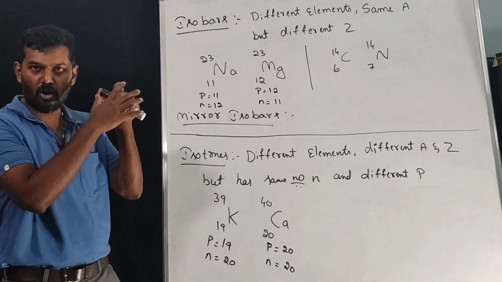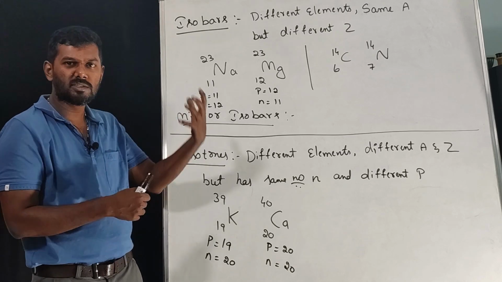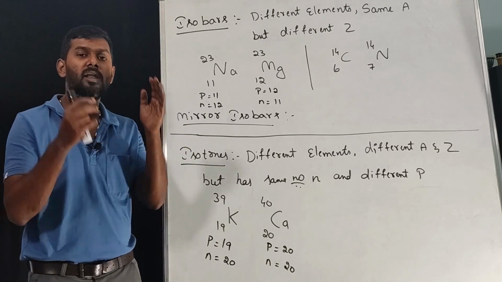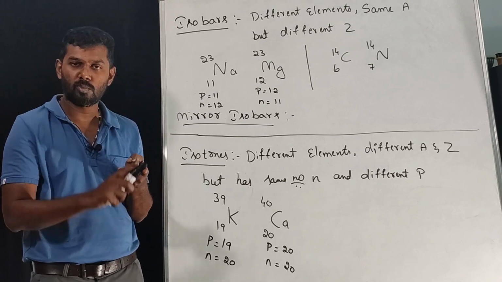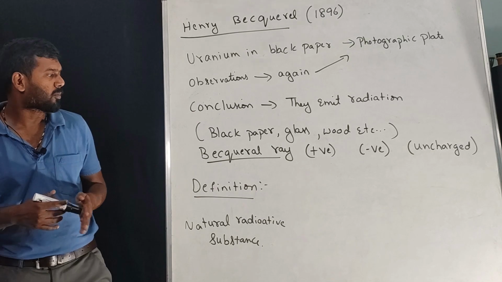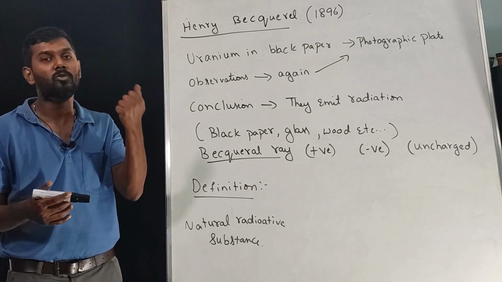So if you can learn all these things in an easier way with an example and all those note points, then you have learned everything about isobars, isotones and isotopes. That's it. Now we'll talk about what is radioactivity and who found it.